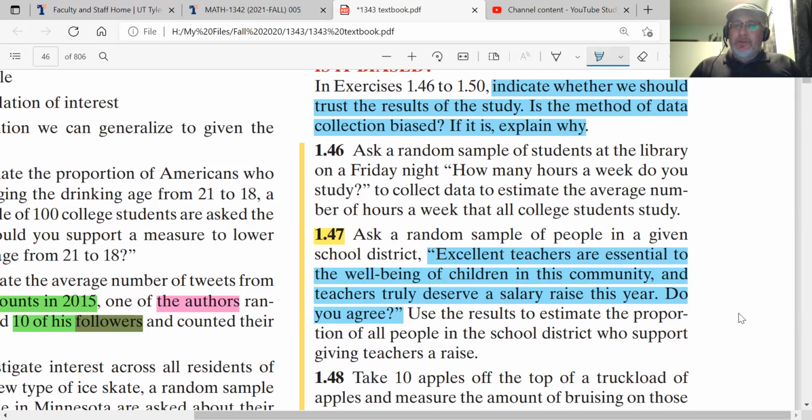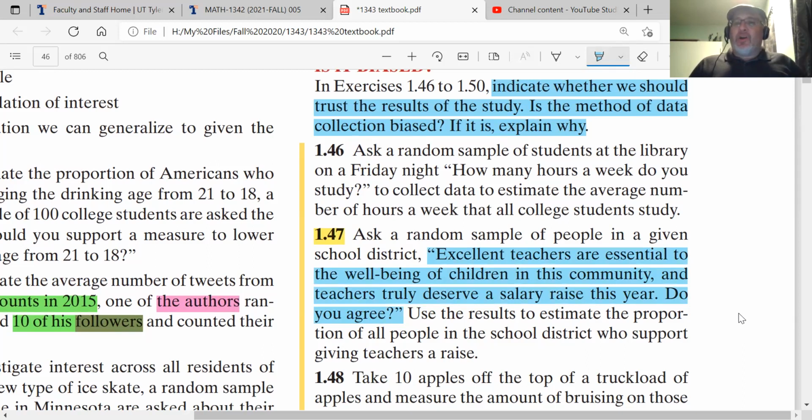Well, notice the question starts out fairly biased. Excellent teachers are essential to the well-being of this community, and teachers truly deserve a salary raise this year. Do you agree? Just the way the question is phrased, you're already biasing the person answering the question with your choice of adjectives. Whenever you're surveying a sample to get some data, you should try to make sure that your questions and your phrases are as unbiased as possible, making them objective instead of subjective.